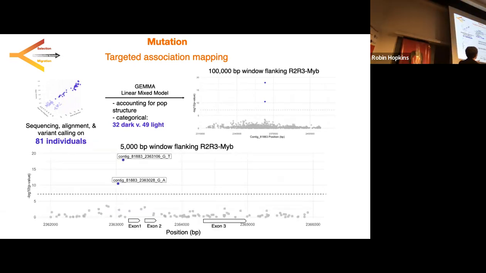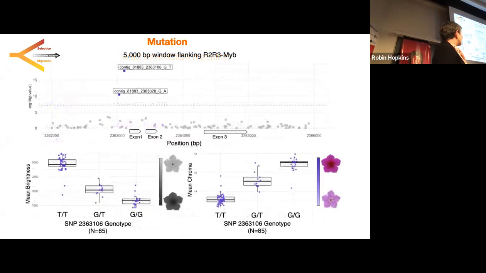Both of them lie right upstream of the first exon of this gene. So shown here are the 3 exons of the R2R3 MYB transcription factor. And we see that these 2 associated SNPs are right next door. This top one, G to T, is perfectly associated with light to dark. And when we quantify brightness using brightness and chroma, we see this really strong association between genotype at that SNP and the color of the flower. And importantly, it's not associated with anything else around it.